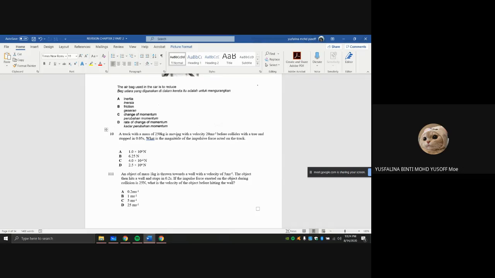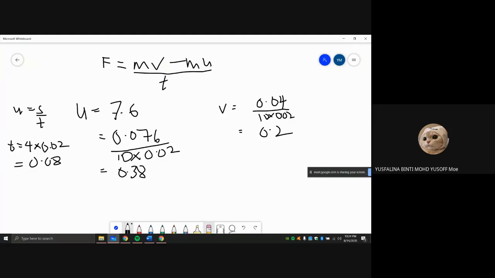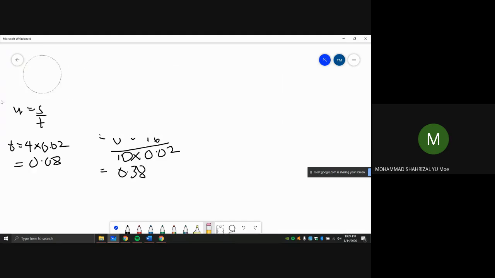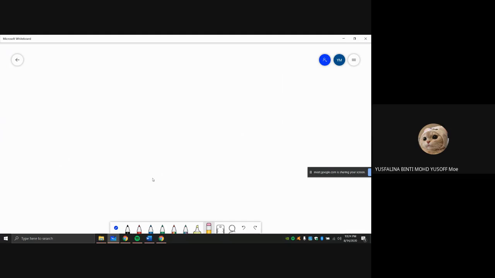Number 10 and number 11. I don't think there's an answer. Teacher, I cannot find for number 10. Yeah, I also cannot find for number 10. Number 10, alright. Number 11 you can find, or you didn't try it? I haven't done it, teacher, because I'm still thinking of number 10.